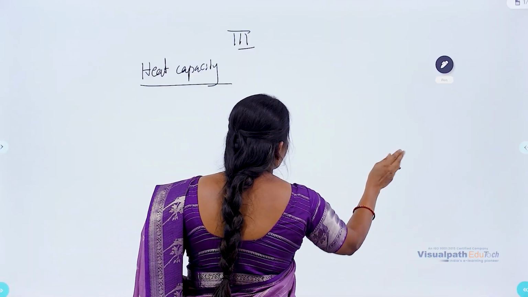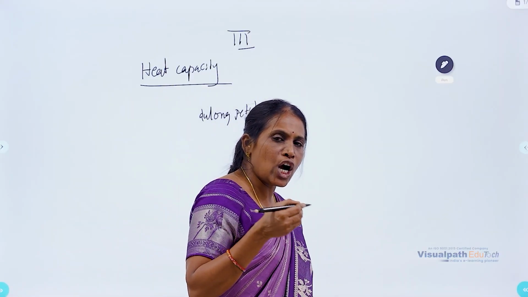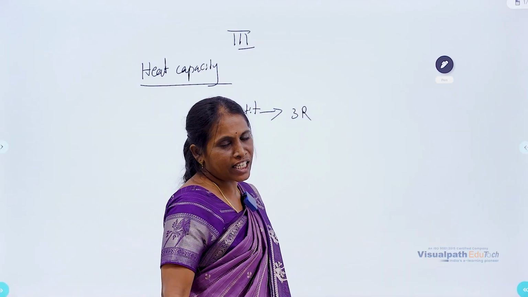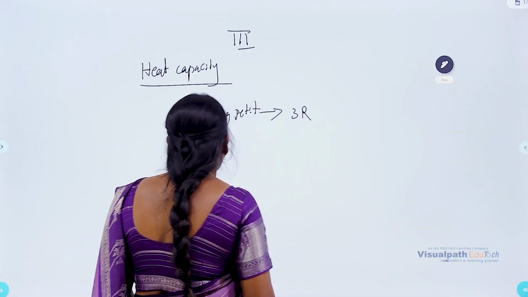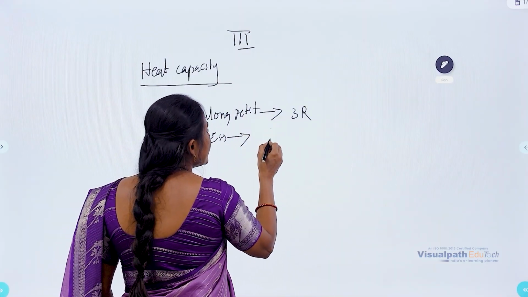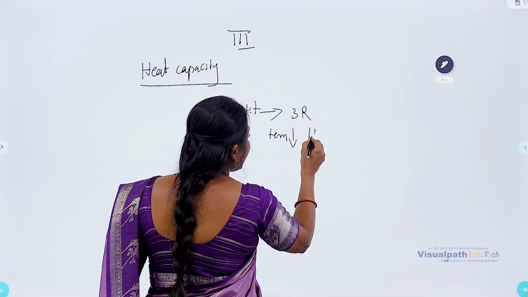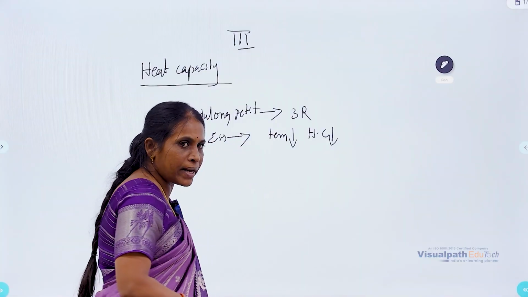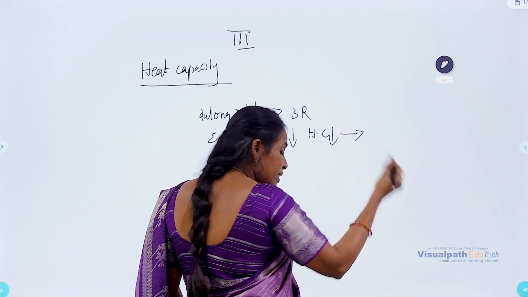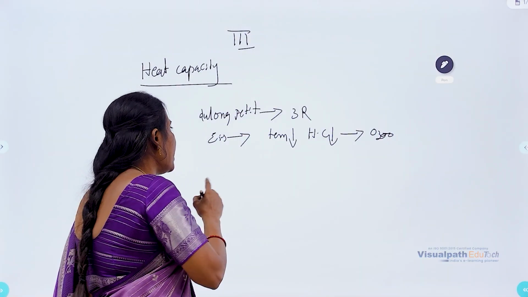According to Dulong-Petit, the molar heat capacity of a solid is approximately 3R at room temperature. And according to Einstein, as the temperature decreases, the heat capacity also decreases, and it nearly approaches zero. It is said by Einstein.